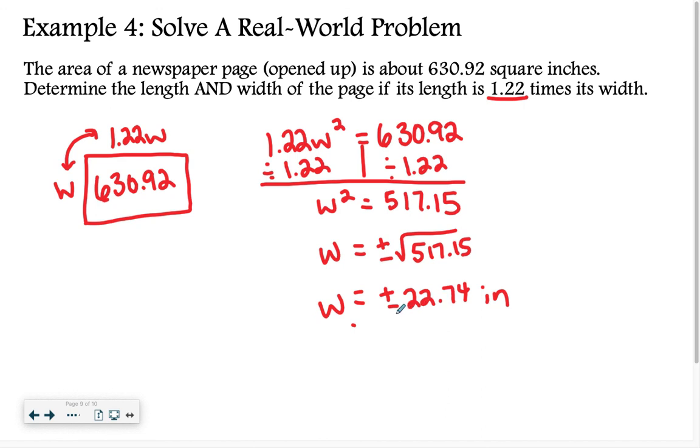And if I think about this second one right here, can the width be a negative 22.74 inches? In this case, no. We can't have any distance, any measurement like this be negative. Okay, just like you can't have negative time. So when you're doing these real world problems, you want to think about, is your answer realistic? So when you're doing these problems for your homework, you get to throw out that negative answer, and your answer will be the positive version of the number that you solved for.